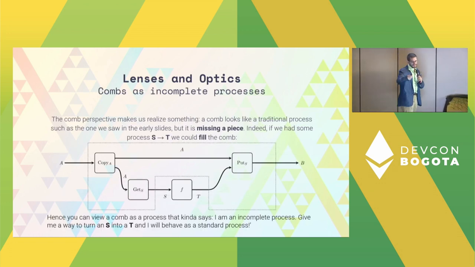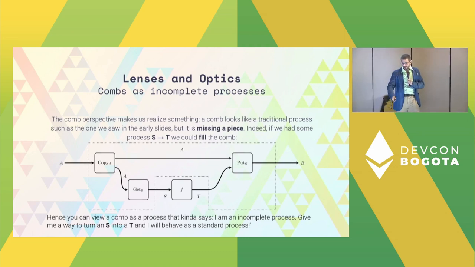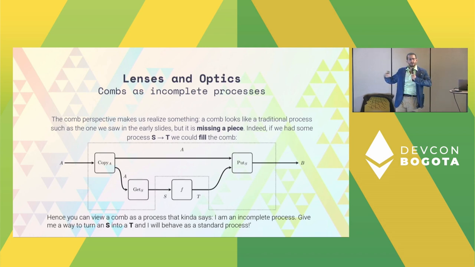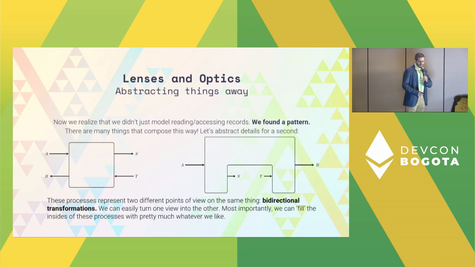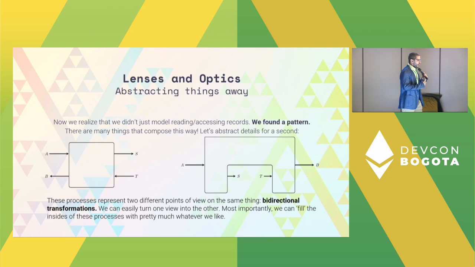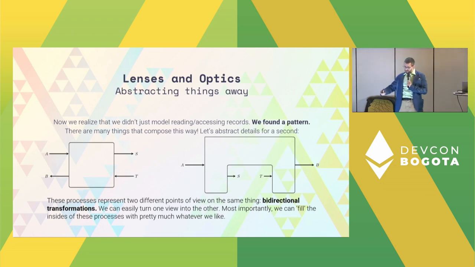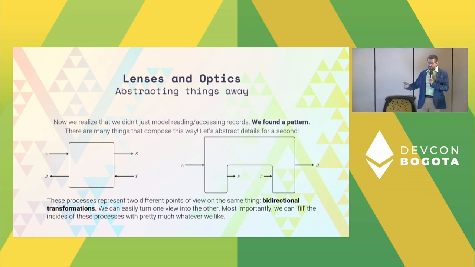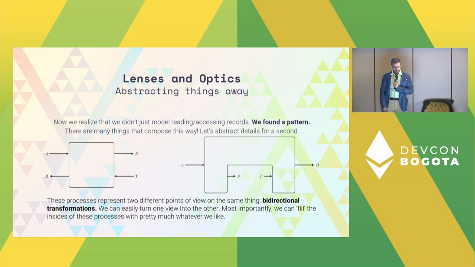Now, again, as I said, you can see a comb as an incomplete process that is basically waiting for you to do something to turn an S into a T. And that would be that F that you put there. And if you put it there, this thing basically closes up and just becomes a normal process. But what is really interesting about this is that we found a pattern. So we started by modeling record rewriting, but now we found a new pattern of composition that is this kind of nested composition. And indeed, there are a lot of things that compose in this way. If you abstract from details for a second, these two processes are basically representing two different points of view of the same thing, that is bidirectional transformations.